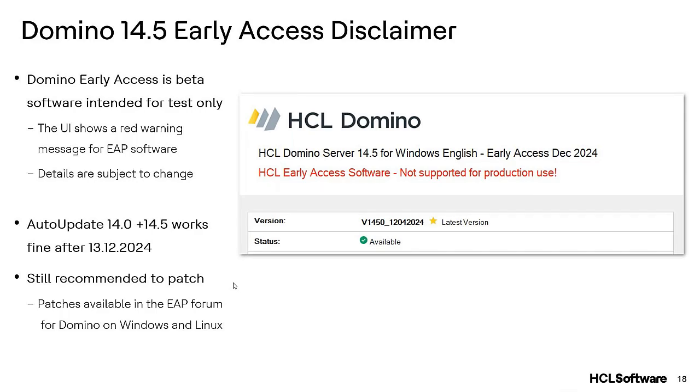First, I'll just start off with a quick disclaimer. The 14.5 releases that are currently available are early access releases, and those are beta releases that aren't intended for production use. This screenshot is showing part of a software document from the AutoUpdate.nsf database. You can see that we put a warning in red text at the top. That's a general thing we try to do in the design of the database: put in red things that should be called to your attention.